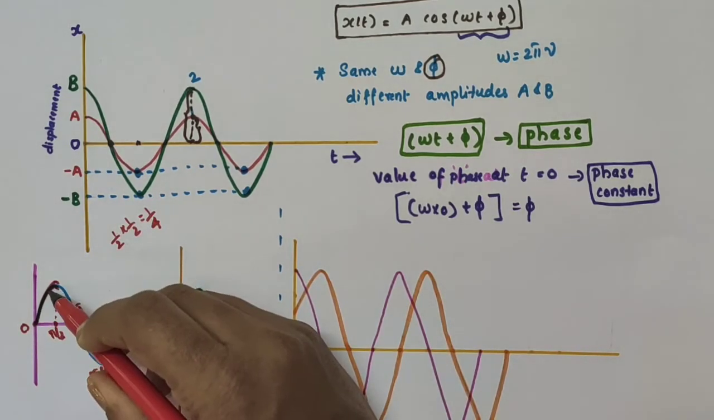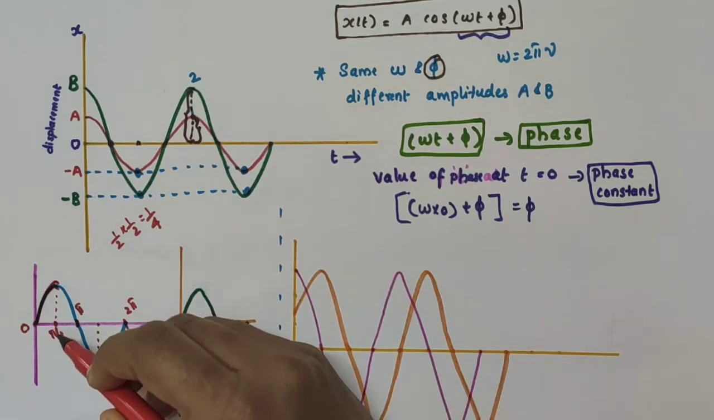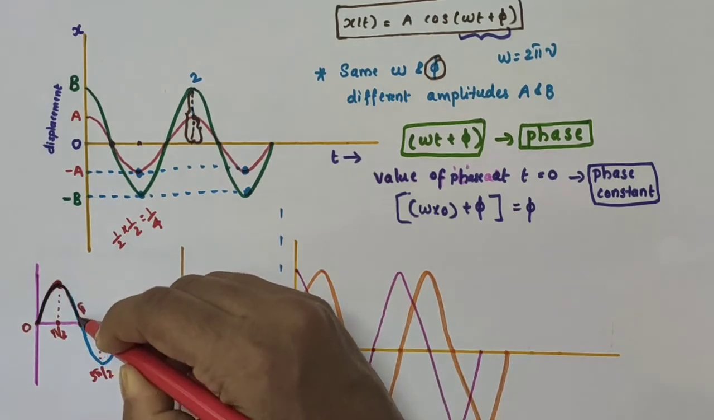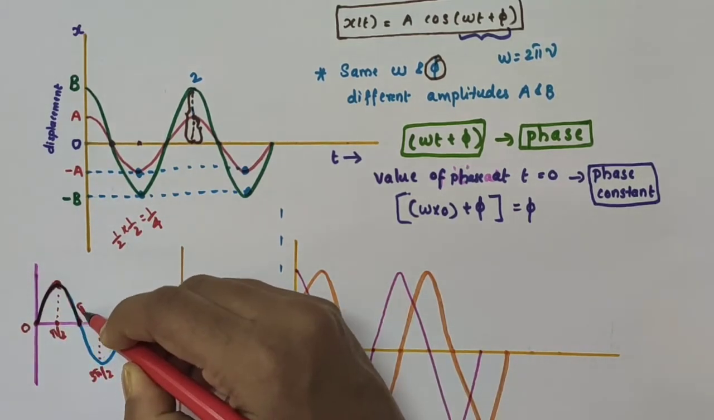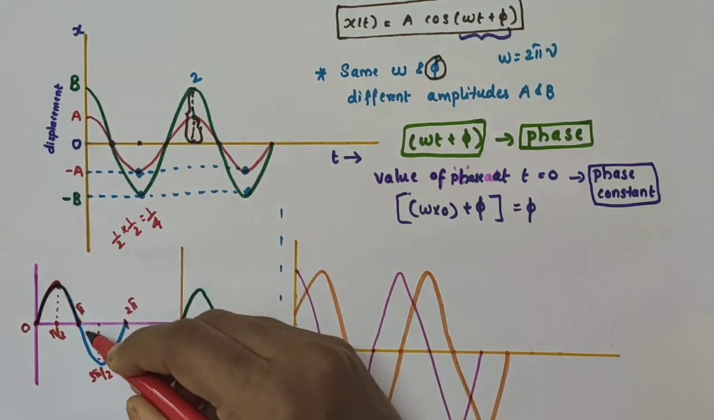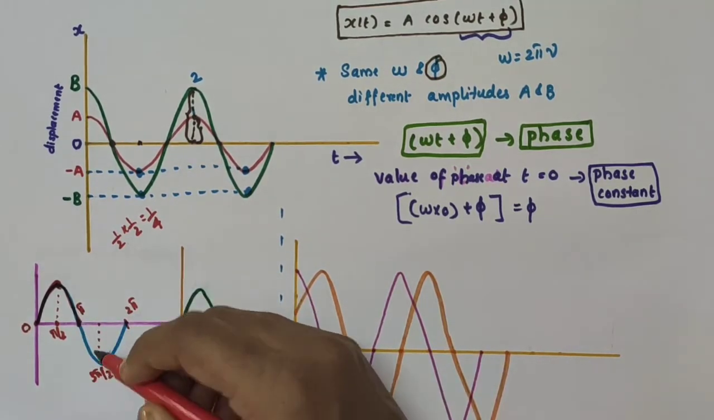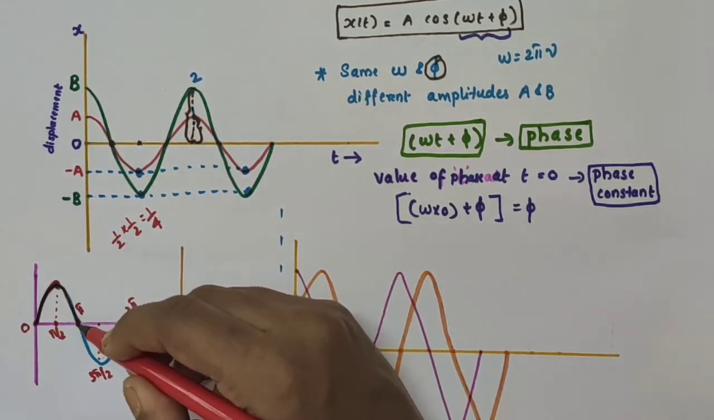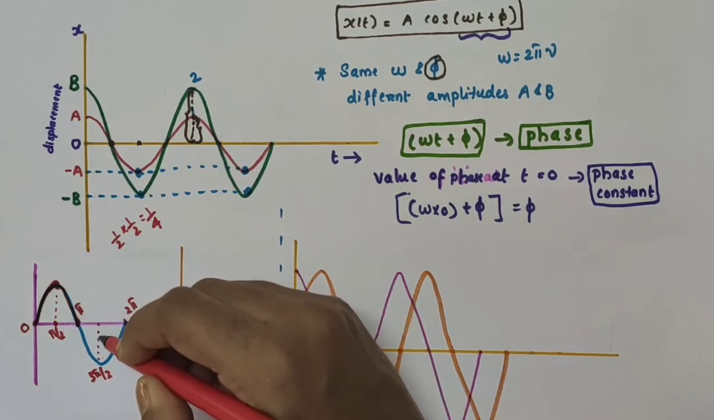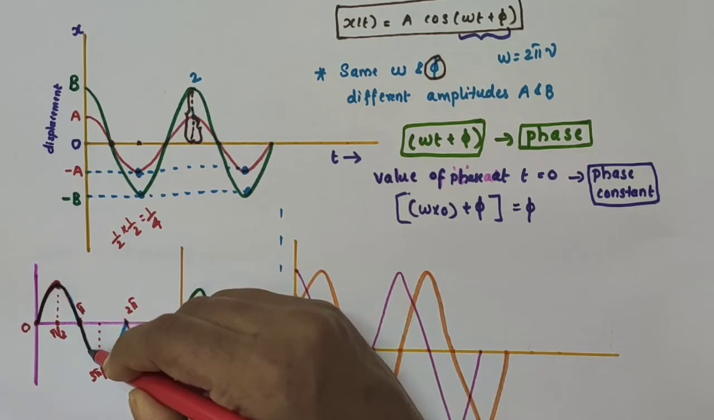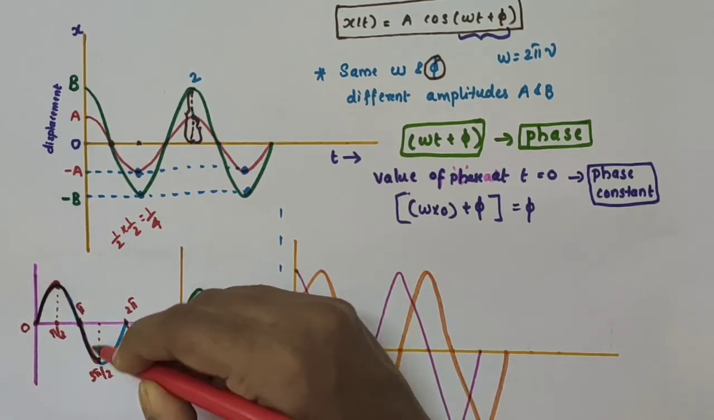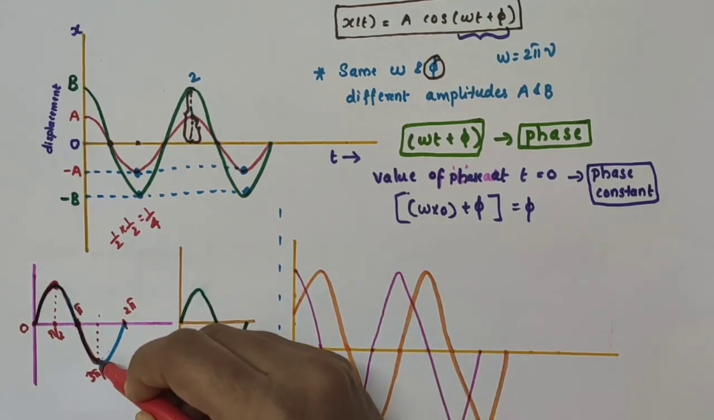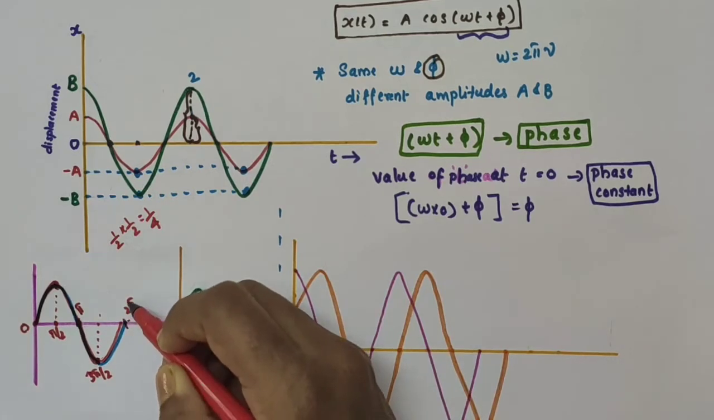So for 1 by 4 of a full wave, the corresponding angle is pi by 2 radian or 90 degree. If I consider half of the wave, the corresponding angle is pi or 180 degree. Then 3 by 4 of the wave: this is the full wave, this is half, then half plus another 1 by 4 part, so you get 3 by 4 of the full wave. For 3 by 4 of the full wave, we have 3 pi by 2 or 270 degree.